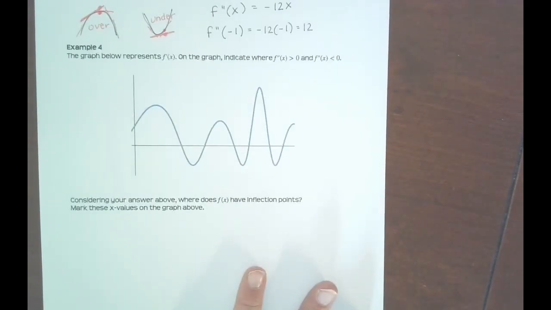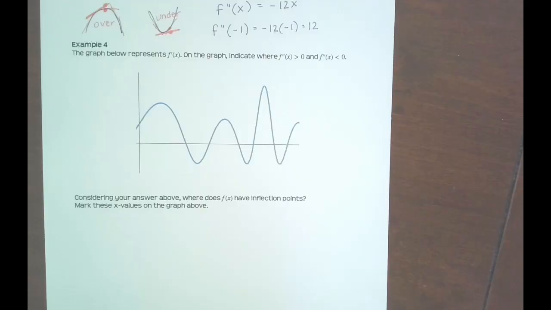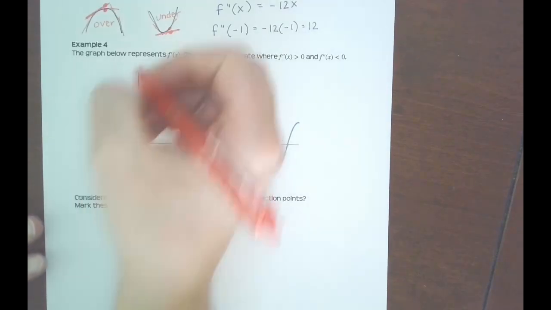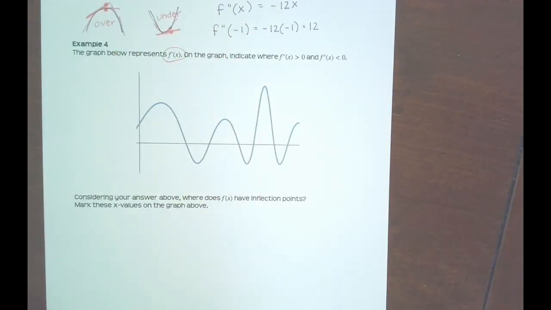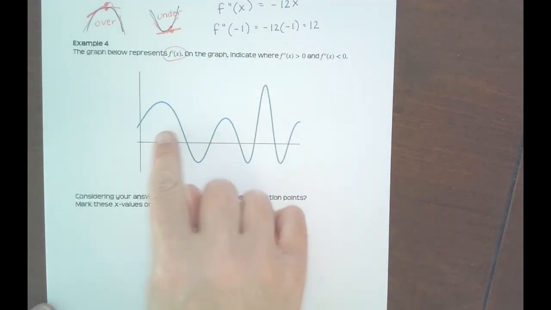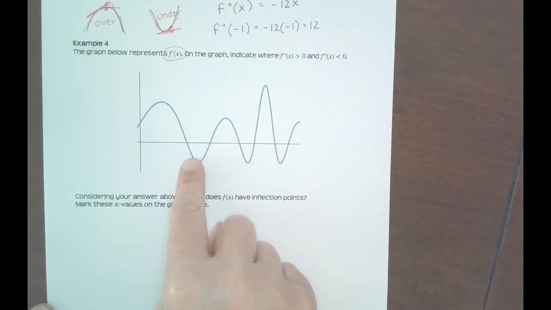Okay, let's take a look at example 4. So example 4, this is kind of leading you into what we're going to do in the next lesson, where we talk about graphs of functions. And this is going to happen a lot, where the function that I give you to look at is actually f prime, okay? So if I am looking at f prime and I am asking you questions about f double prime, I'm really asking you about the derivative of this graph.